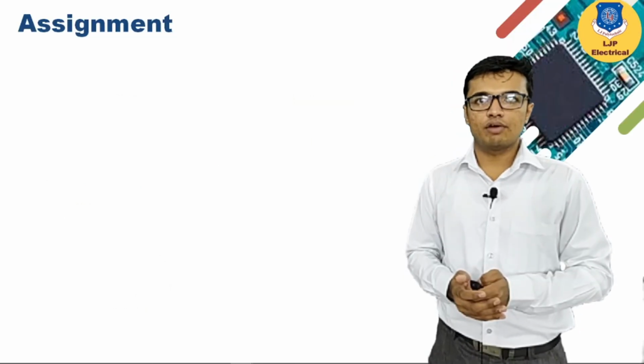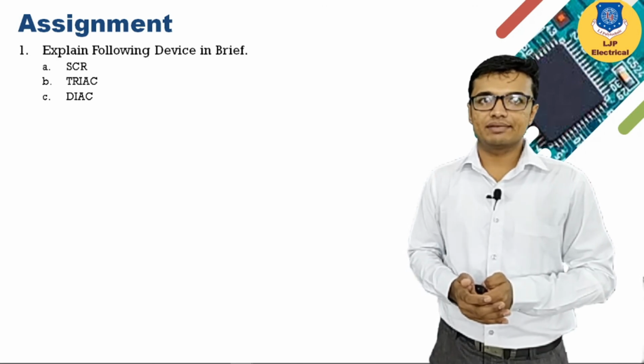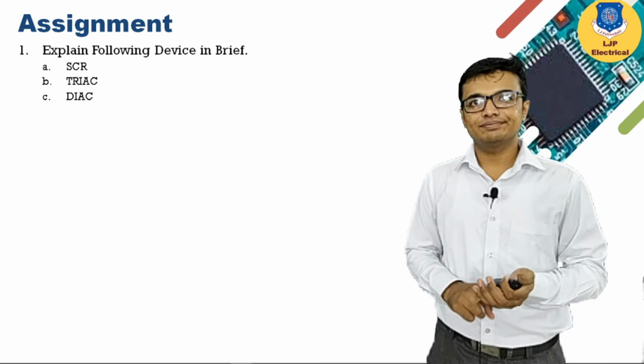Let's see the question for assignment. The first question is: explain the following devices in brief, that is SCR, Triac and DIAC.